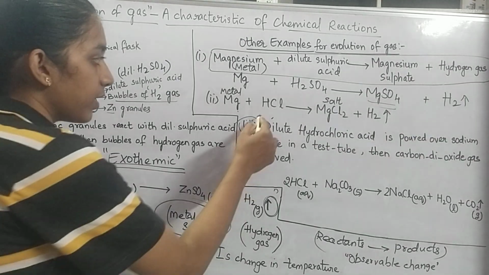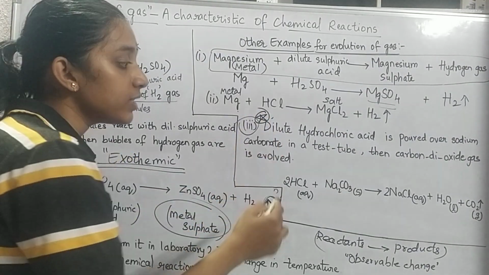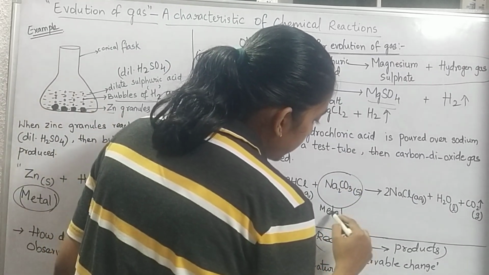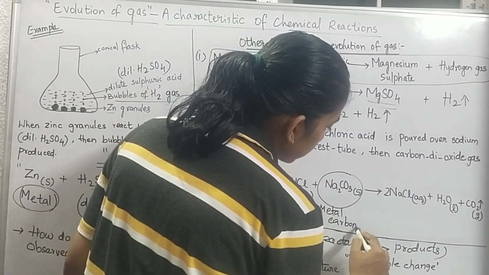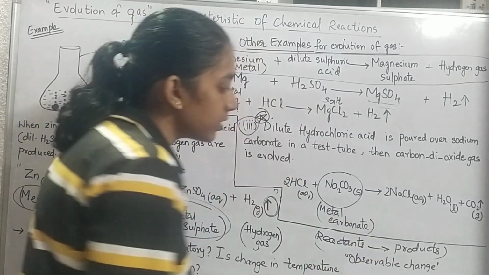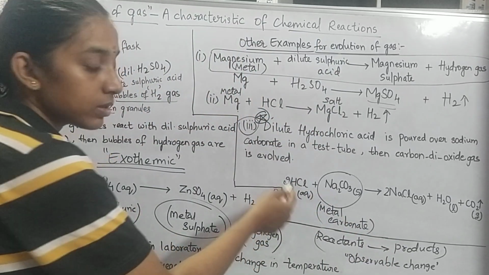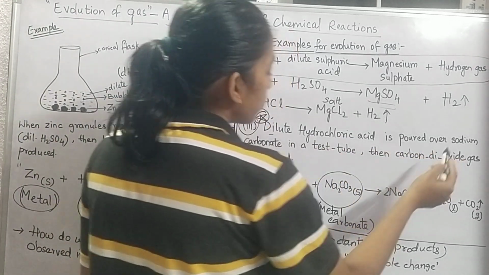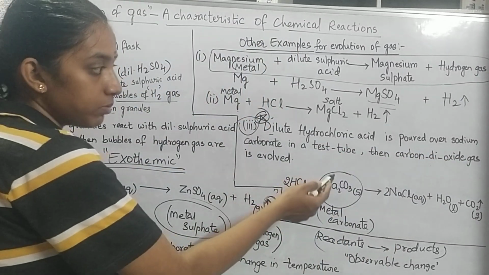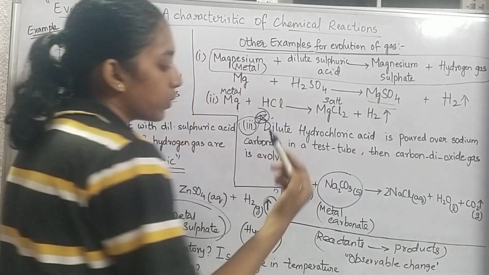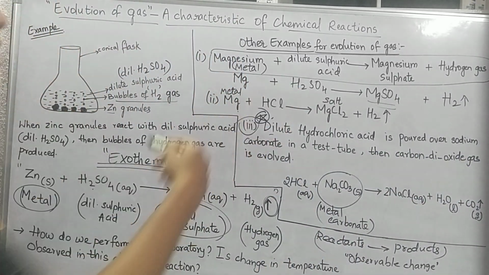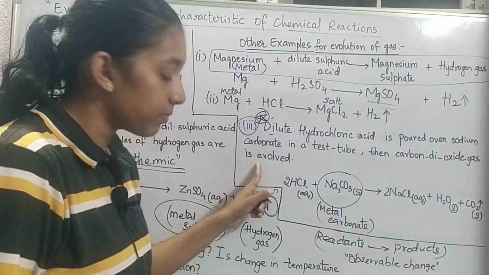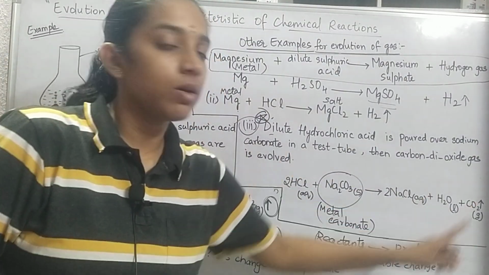But in this particular example, we are taking a metal carbonate, sodium carbonate, which is reacting with HCl, hydrochloric acid. See, dilute hydrochloric acid is poured over sodium carbonate in a test tube, then carbon dioxide gas is evolved. In all these three examples, we have seen the evolution of hydrogen gas, but in this example, we can see the evolution of carbon dioxide gas.